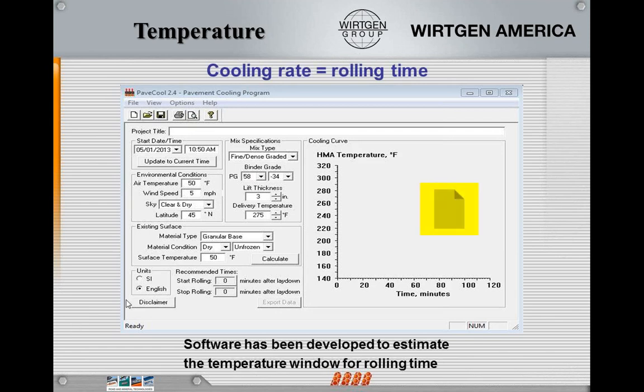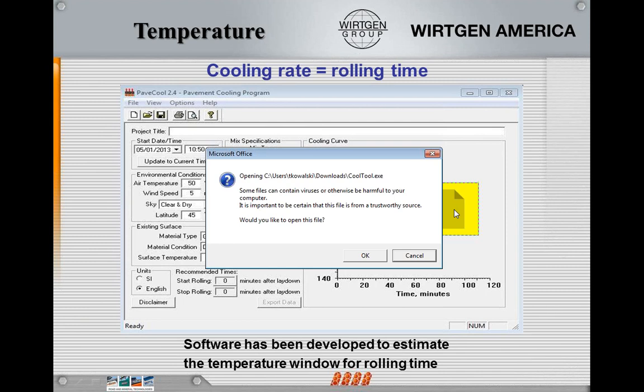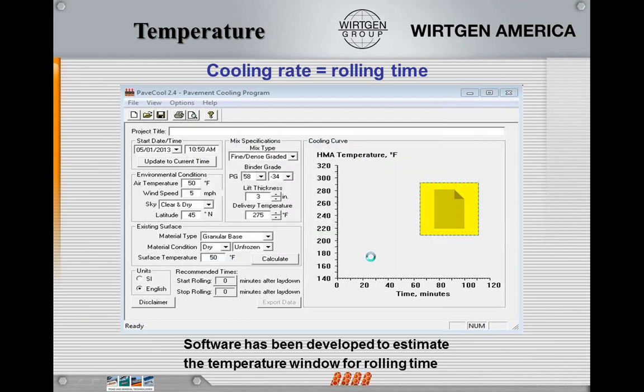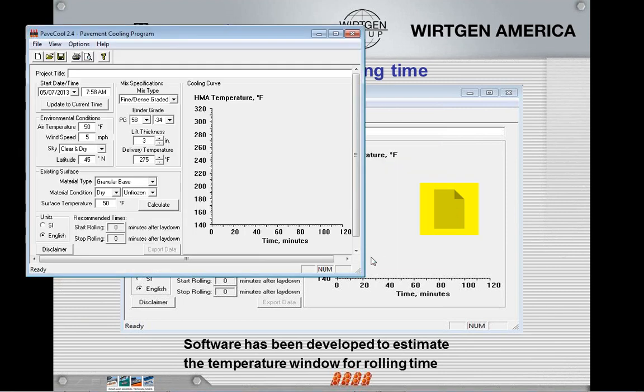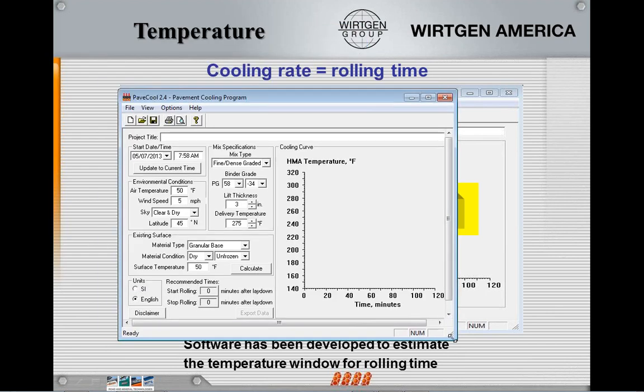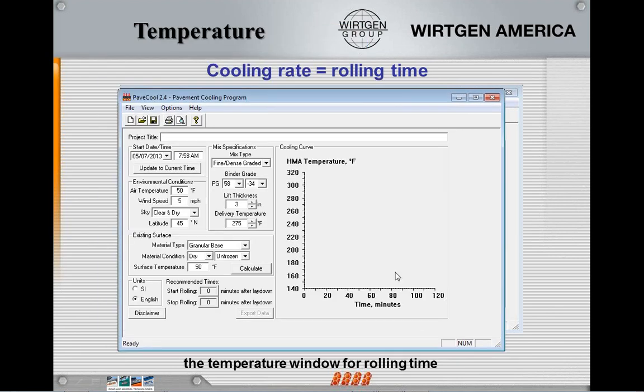This is an example of a cooling rate chart, and I use this chart quite often because it shows us a range that we can set up and have the ability to run our compaction. So here's an example. We have a 3-inch mat. The delivery temperature of the material is 275 degrees. The air temperature is 50 degrees. The surface temperature is 50 degrees as well.